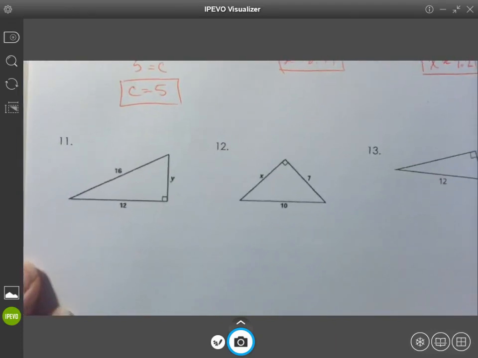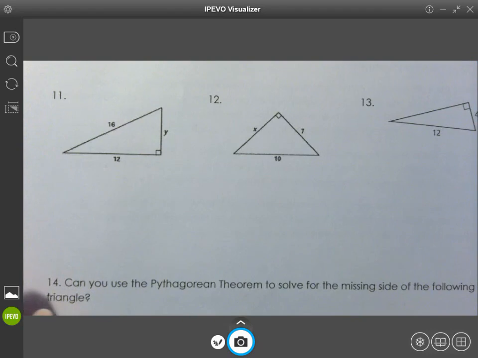All right, go ahead and look at number 11. Take a second and see how you would set that one up.